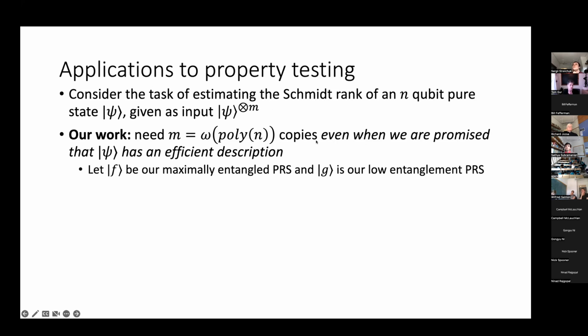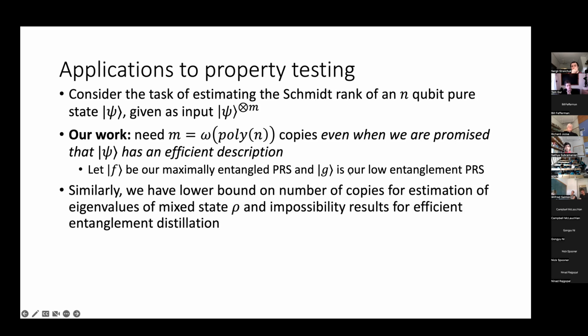The proof of this is essentially one line from our results, exactly what we did. We said let F be our maximally entangled PRS and G be our low entangled pseudo-random state. Well, then they have very different Schmidt ranks, right? But at the same time, they have efficient descriptions. So this is the simple one, the one that follows directly from the work.